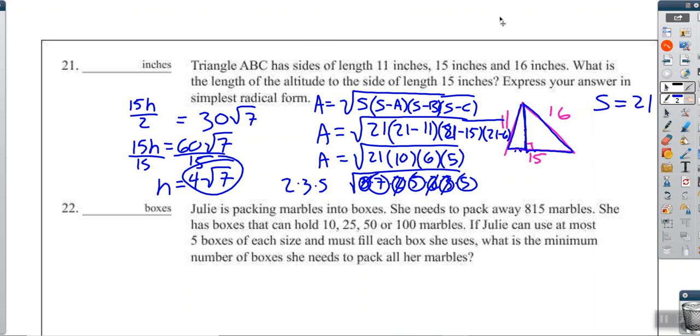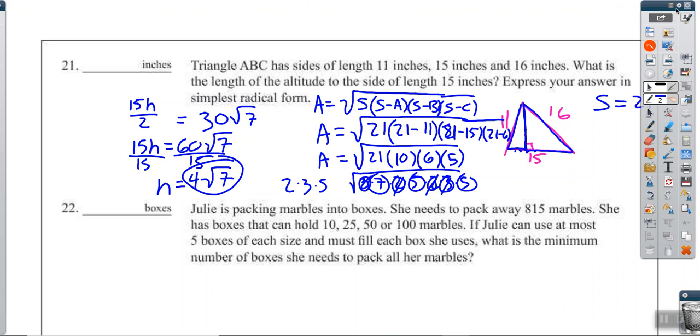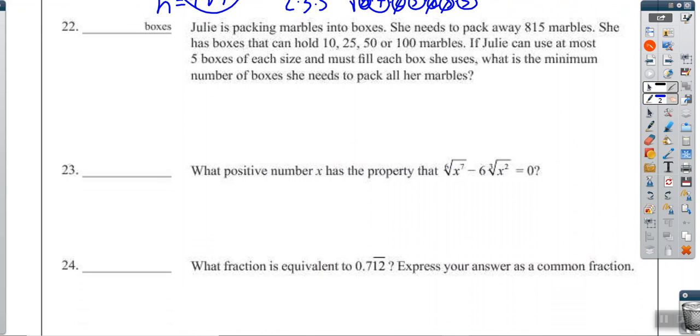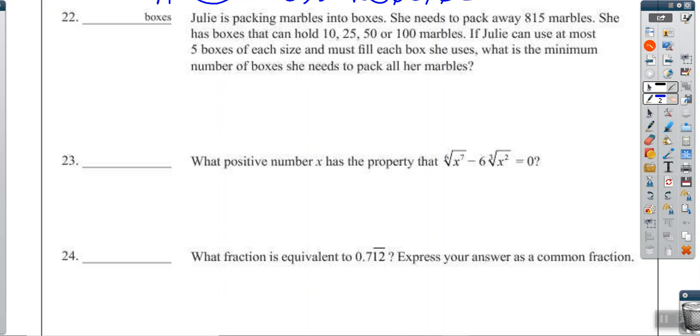All right. Julie packed some marbles. She doesn't want to lose them. She had 815 marbles, and she has boxes of 10, 25, 50, and 100. And she has to fill the boxes, and she can't have more than 5 of each box. What is the minimum number of boxes she can pack all her marbles in?